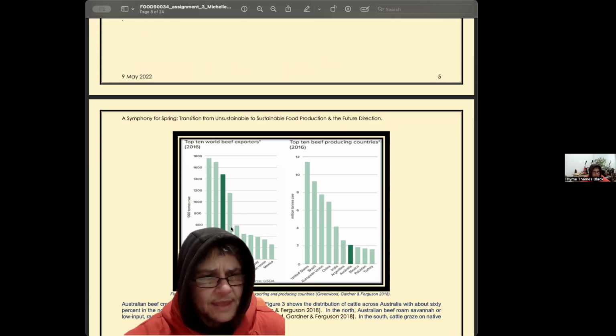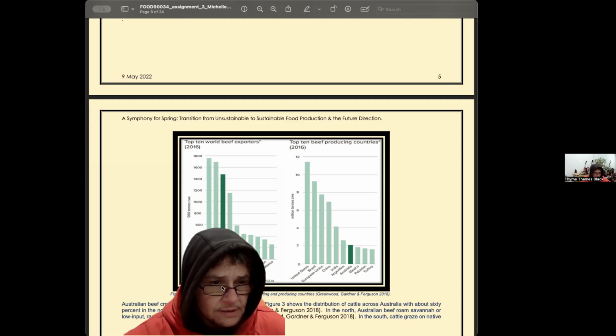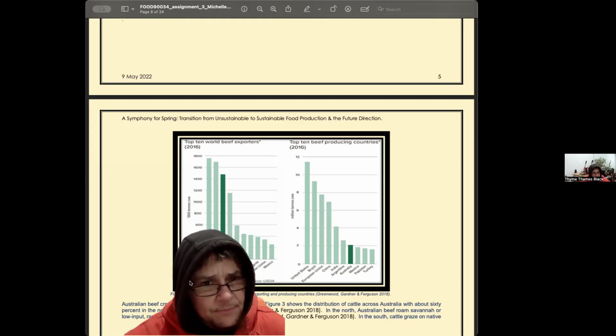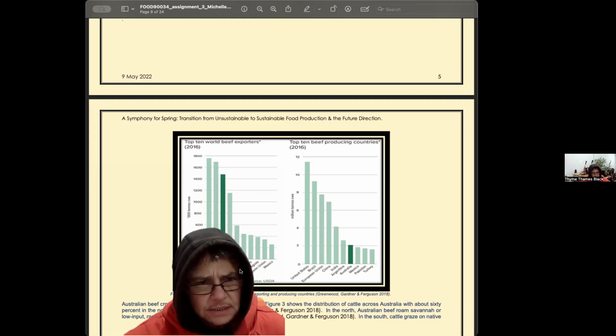Top 10 beef exporters, Figure 2, a ranking in 2016 of selected beef exporting and producing countries, includes buffalo meat. India, Brazil, Australia, United States, New Zealand, Canada, Uruguay, Paraguay, European Union, Mexico.